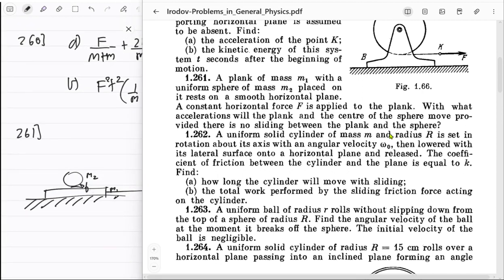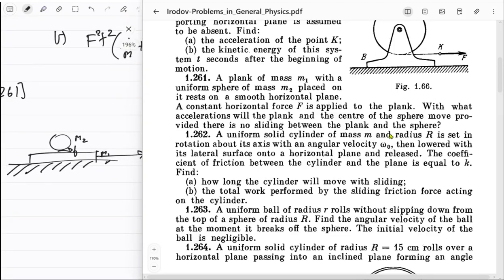So with what accelerations? Of course, because these two have different accelerations. No big deal, we can still do it. So if this is moving with velocity v, maybe conservation of angular momentum. Would that work?